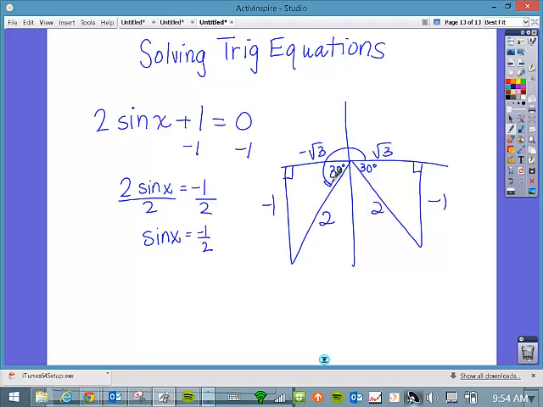And in radians, this angle would be 7 pi over 6, and this angle would be 11 pi over 6. So 2 answers, 7 pi over 6 and 11 pi over 6. I'm not using the inverse trig function, so I'm not restricting my domain range.